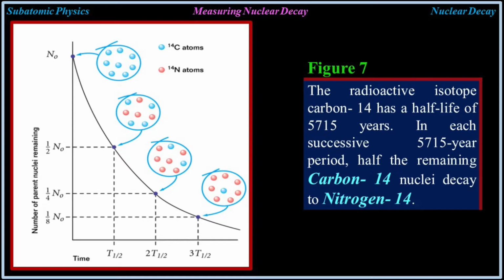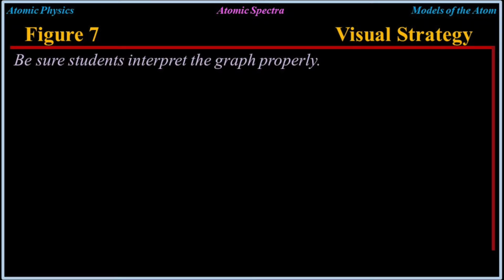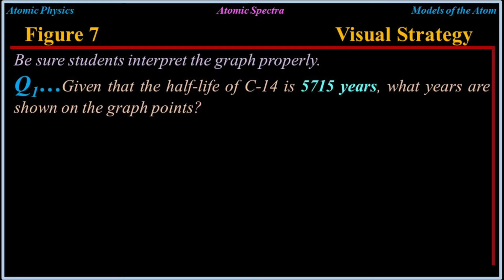Figure 7, the radioactive isotope carbon-14 has a half-life of 5,715 years. In each successive 5,715 year period, half the remaining carbon-14 nuclei decay to nitrogen-14. This is a visual strategy for Figure 7. Be sure students interpret the graph properly. Given that the half-life of C14 is 5,715 years, what years are shown on the graph points?